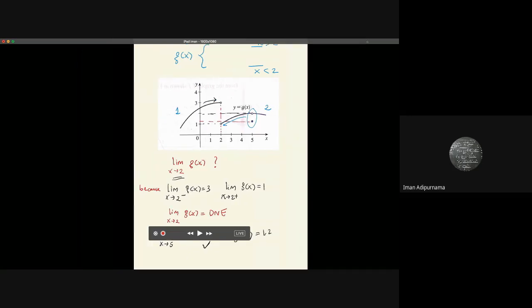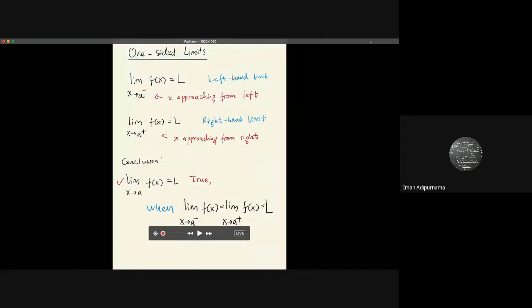Wait for a moment, some online students want to see this page. So the conclusion is the limit as x approaches a of the function is L. That is true when the left-hand limit is equal to the right-hand limit. I think that's clear enough.